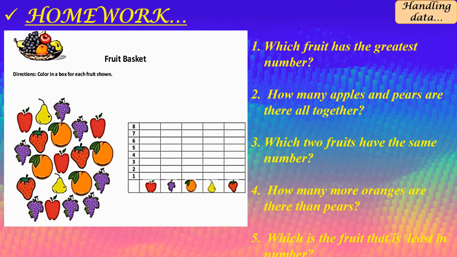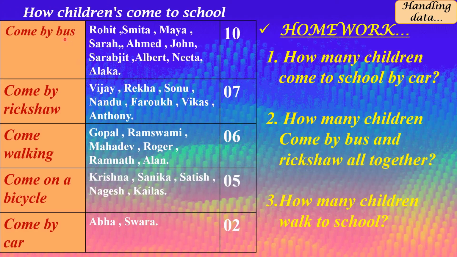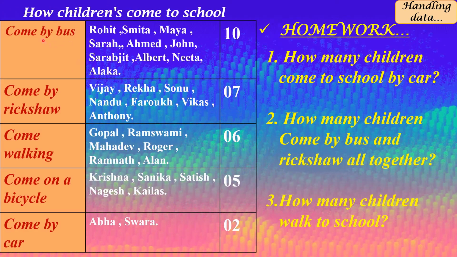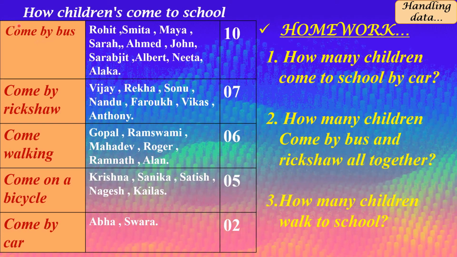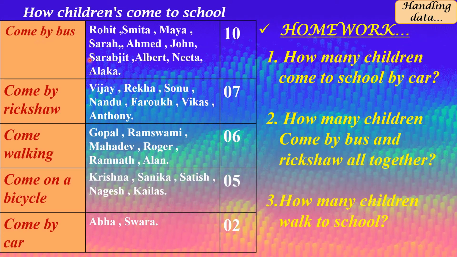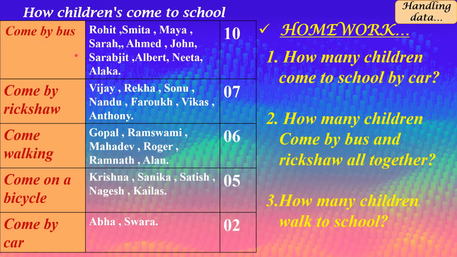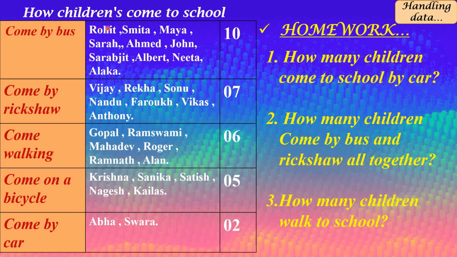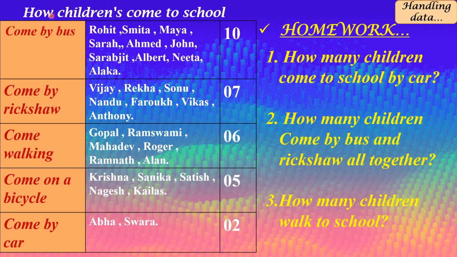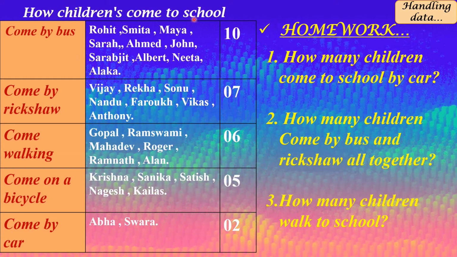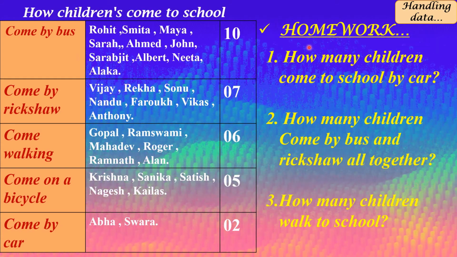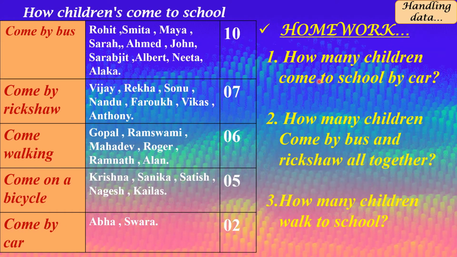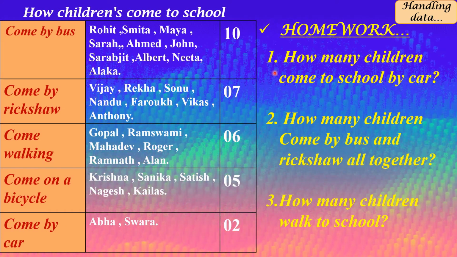Okay. And here the last homework for your student. This is tally marks for you. Okay, student. You have to draw a table like this. And the second one you will draw here. And the tally marks will come. How many children come to school? See. How many children come to school by car? You have to count. Yes.